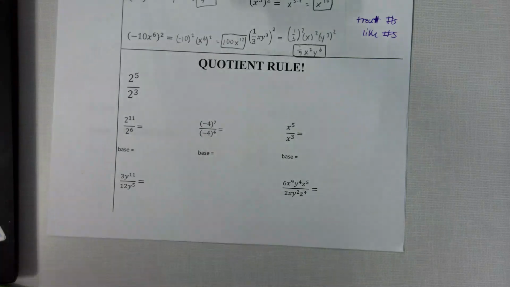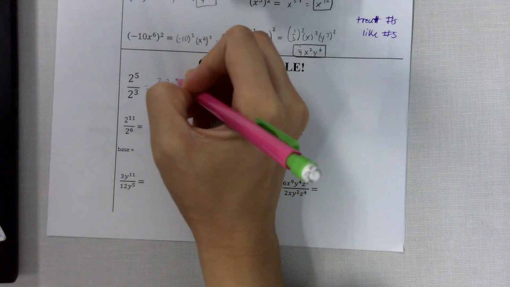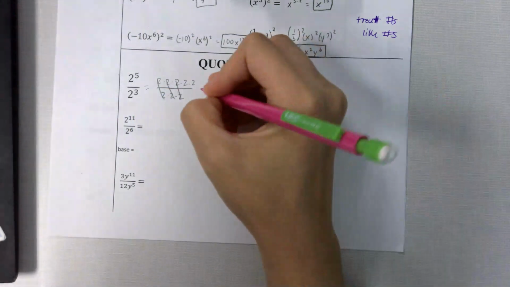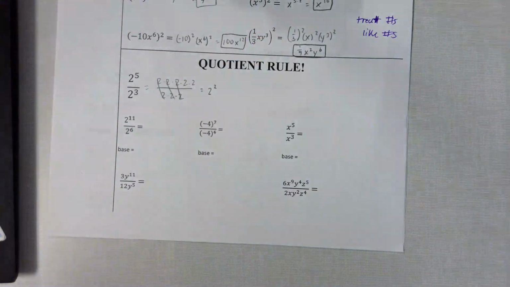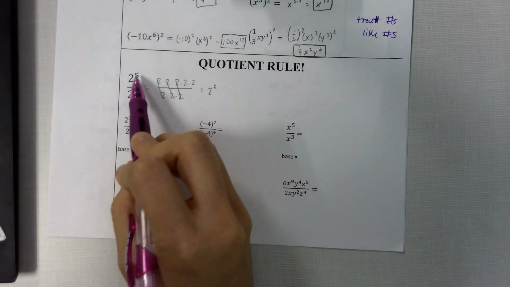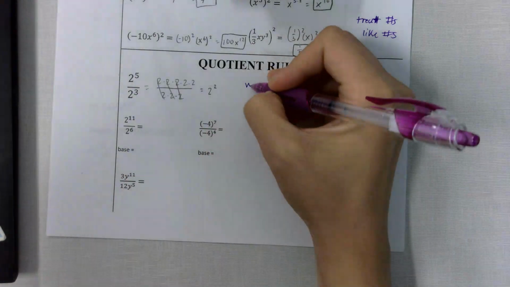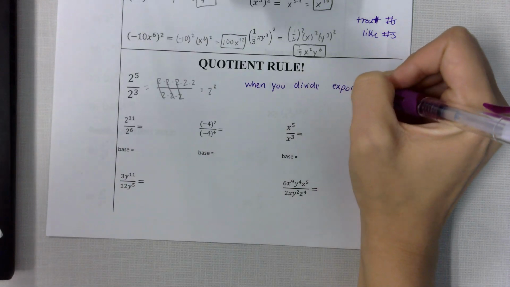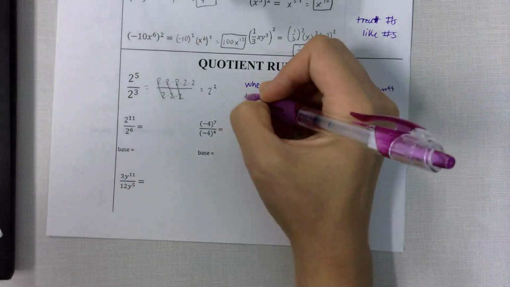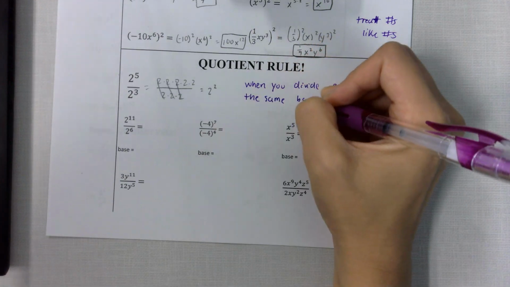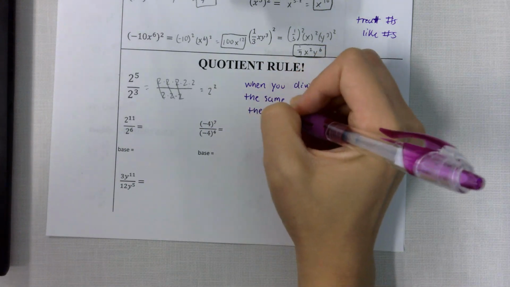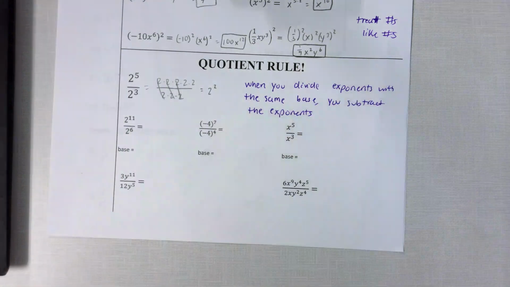Okay, quotient rule, another vocab term. If we were to do this example, right, we'd get 2 times 2 times 2 times 2 times 2 over 2 times 2 times 2. That gives us 2 to the 2nd. Right, so if you notice the pattern here, we just subtracted those. So when you divide exponents with the same base, you subtract the exponents. Right, this is a vocab term.